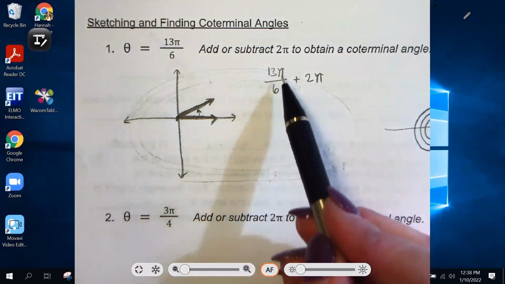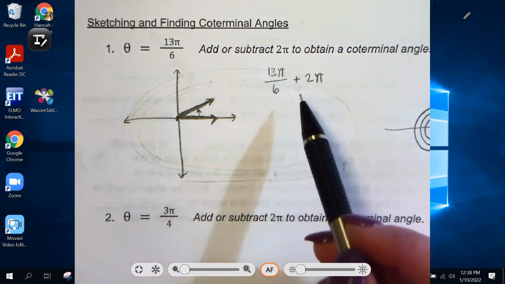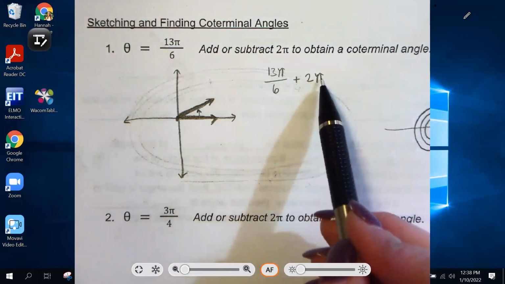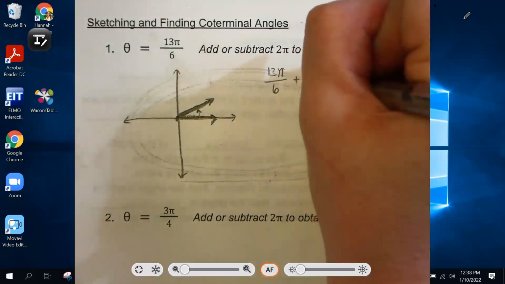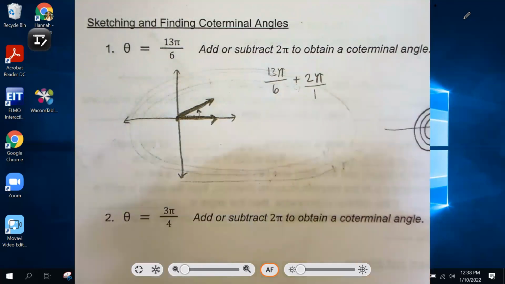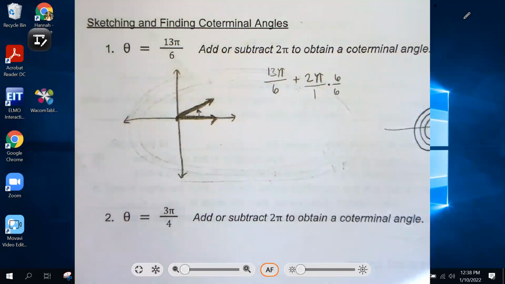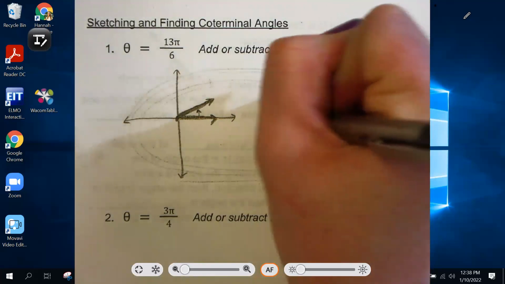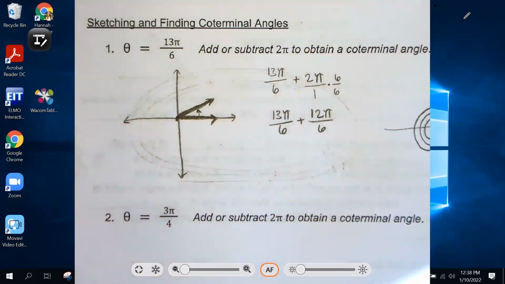Okay. 13 pi over 6 plus 2 pi. In order to be able to add these, they need to have the same denominator. So we need this 2 pi to have a denominator of 6. Right now it's 2 pi over 1. To get this 1 to become a 6, we'd have to multiply by 6, and if we multiply by 6 in the numerator, we need to multiply by 6 in the denominator. So the 13 pi over 6 is not changing, but 2 pi becomes 12 pi over 6.